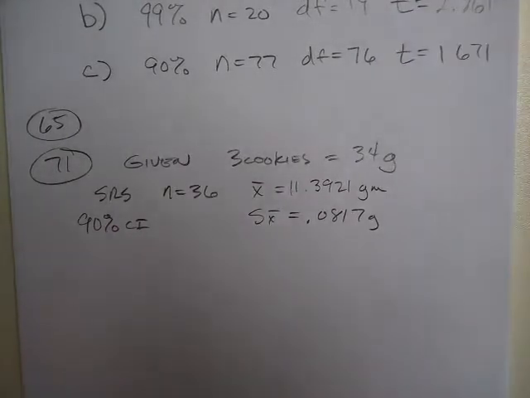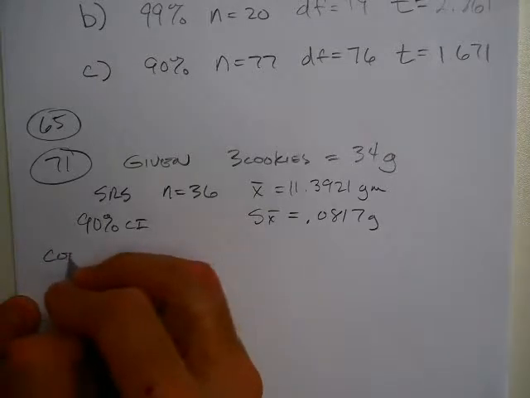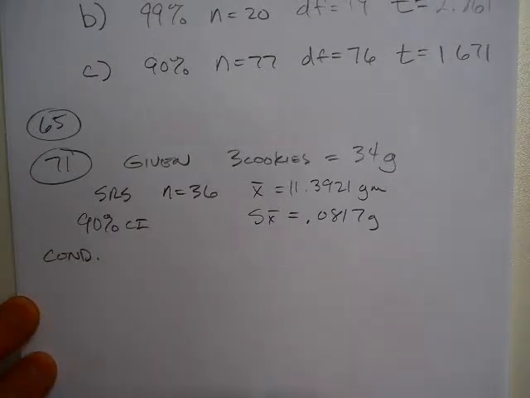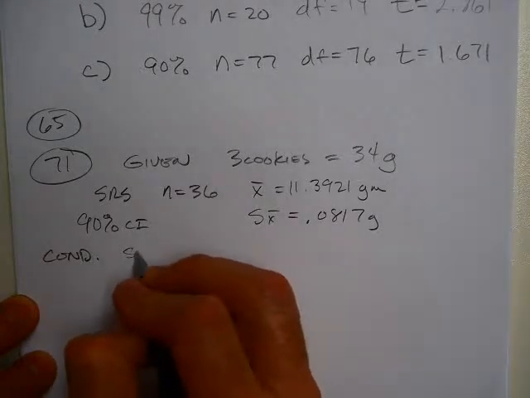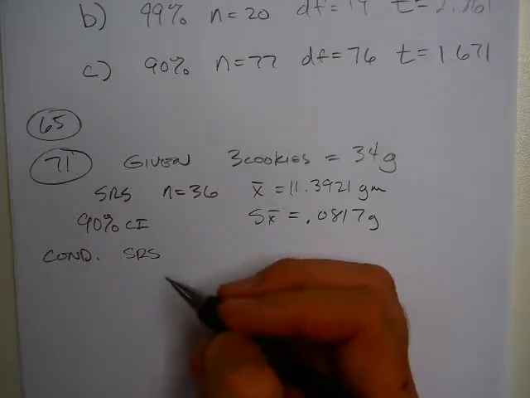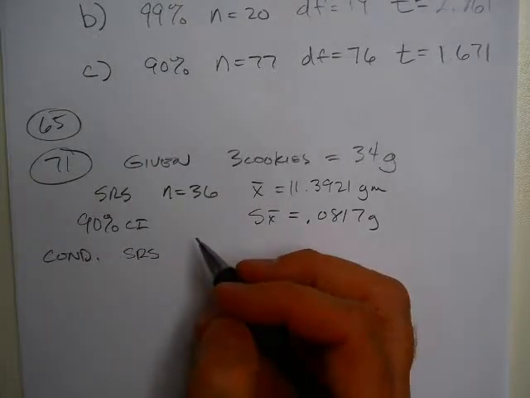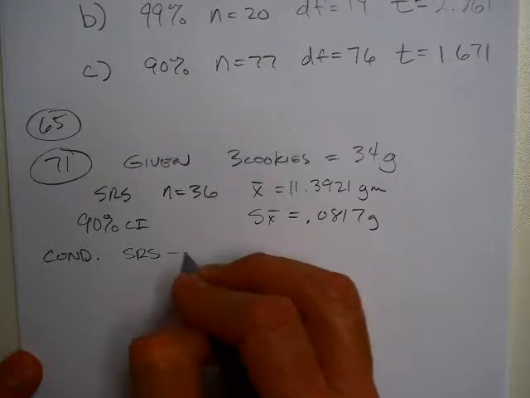Okay, first thing, we need to cover conditions. SRS or random? That's there, that's given, right? If you're doing your own work, a check is fine, but if you're doing something for anybody else, you need to say given.